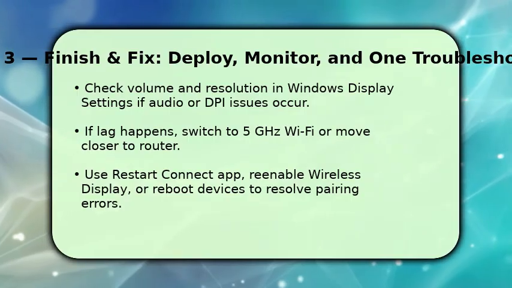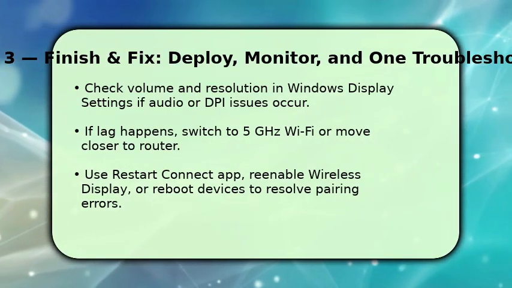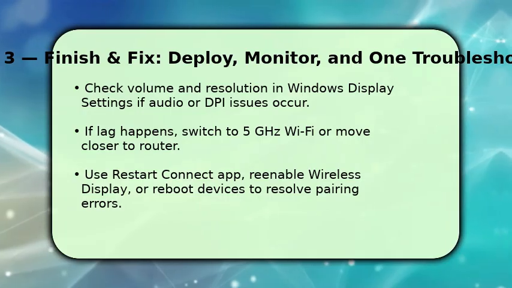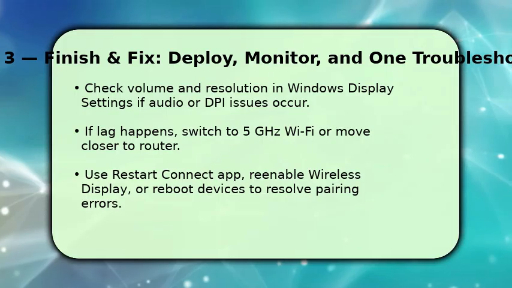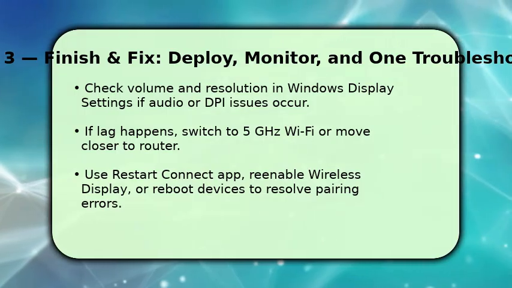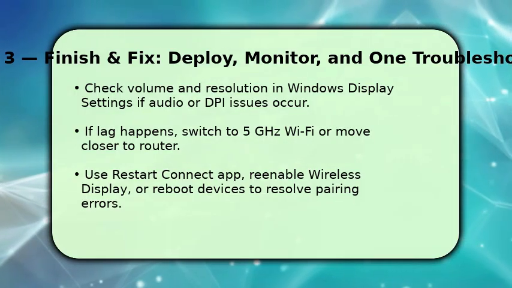Open display settings to adjust resolution, scale, and audio output so the cast looks sharp. If you see lag or stutter, make sure both devices are on 5 GHz Wi-Fi or move them closer to the router. Lower resolution on the phone if needed.